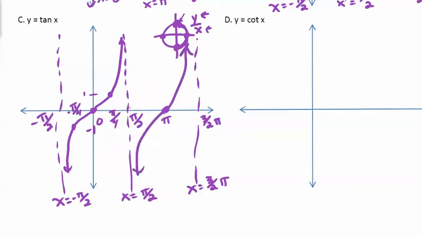So in quadrant 1, between 0 and pi over 2, we know that every graph is positive. So for cotangent, if we think of the unit circle, cotangent is x over y.